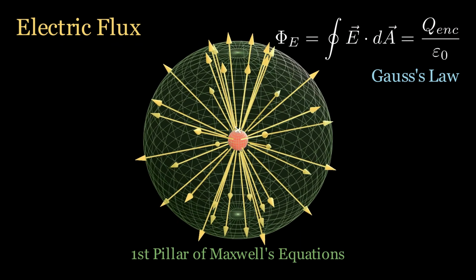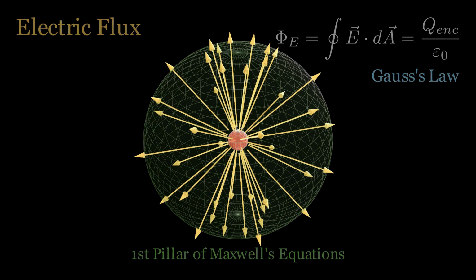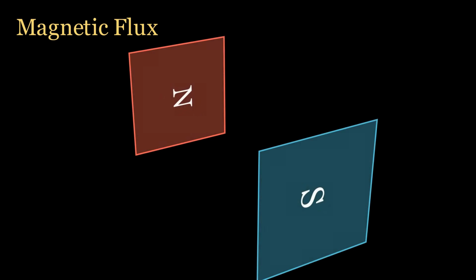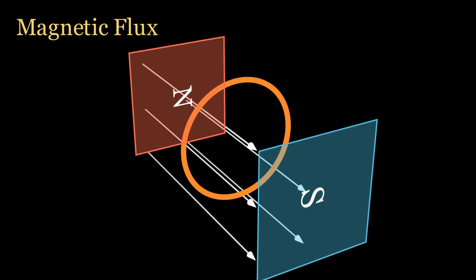But the real magic, the concept that literally powers our modern world, happens when we talk about magnetic flux. Instead of an electric charge, imagine a permanent magnet. And instead of an imaginary sphere, let's place a real coil of copper wire inside that magnetic field. If everything is standing perfectly still, nothing happens. There is magnetic flux passing through the wire, but the universe is quiet.